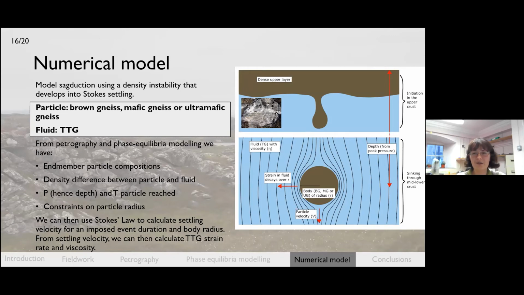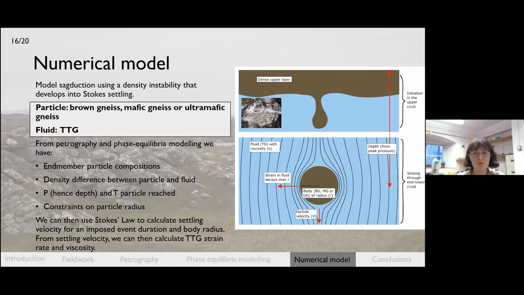Using Stokes' settling law, we're able to calculate the viscosity the TTG fluid must have to allow sagduction for a sagduction event with a specific set of parameters, such as the density difference between the particle and the fluid, the radius of the particle, the distance the particle has traveled, and the event duration. We're also able to calculate strain rate in the fluid, given the radius of our droplet and the velocity our droplet is traveling at.